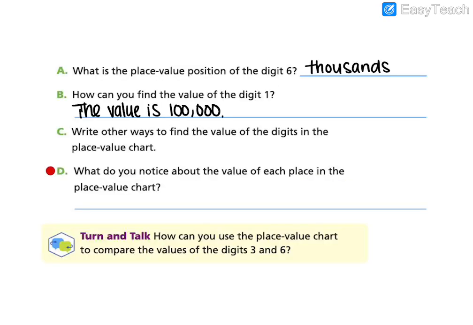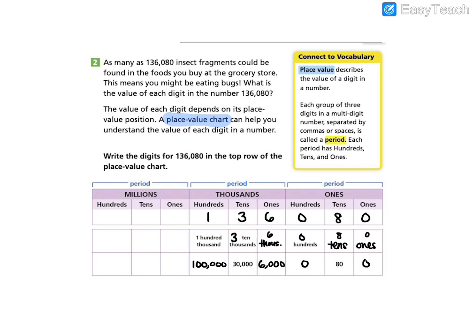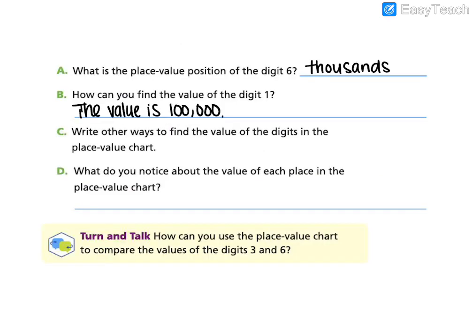So now we can go ahead and answer letter D. What do you notice about the value of each place in the place value chart? So if we're looking down here, our digits are not the same like they were in that last problem. But as we move across our place value chart, each place value is still increasing 10 times the value. So we can answer the value of each place is 10 times the value of the place to its right.